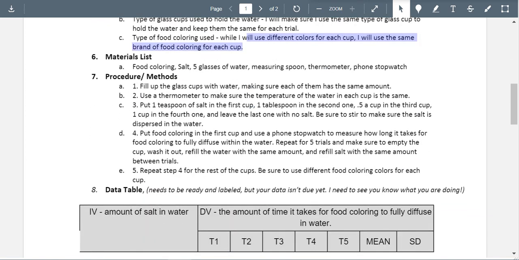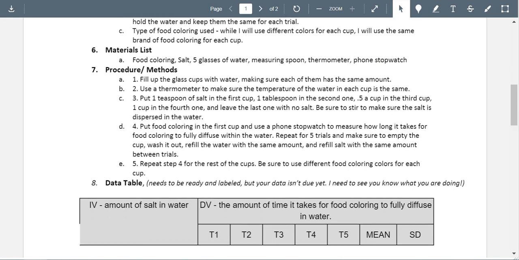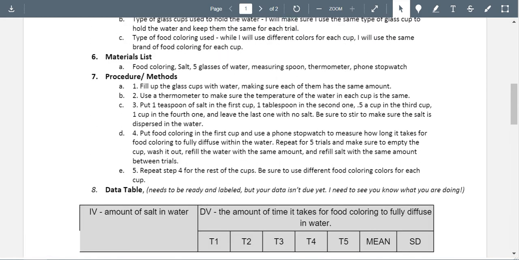Materials list. Again, make this a numbered list right below here like this. You got food coloring. How much are we going to need, by the way, food coloring? How much salt are we going to need in total? We've got 5 glasses, but again, 5 glasses of water. How much water is that in total? Again, this is a little not specific. You said measuring spoon, but how is it measuring? What type of units? Thermometer, I guess that works for something. Phone, stopwatch, or you could just say stopwatch. It's fine. Okay, and now let's go to your procedure.